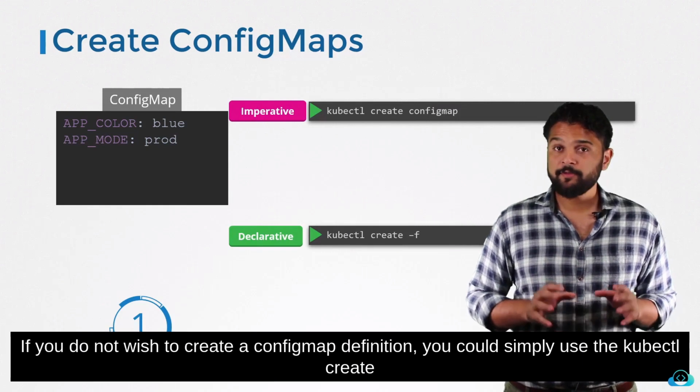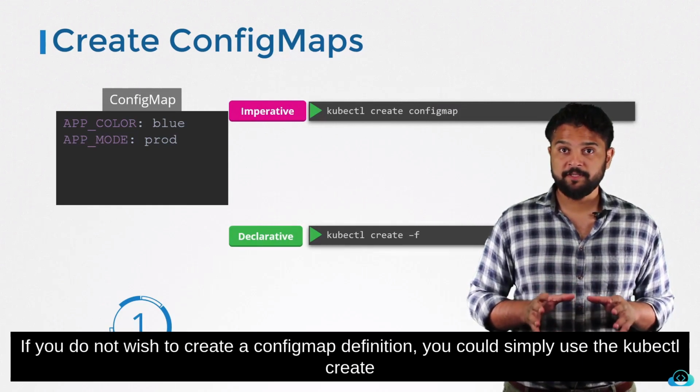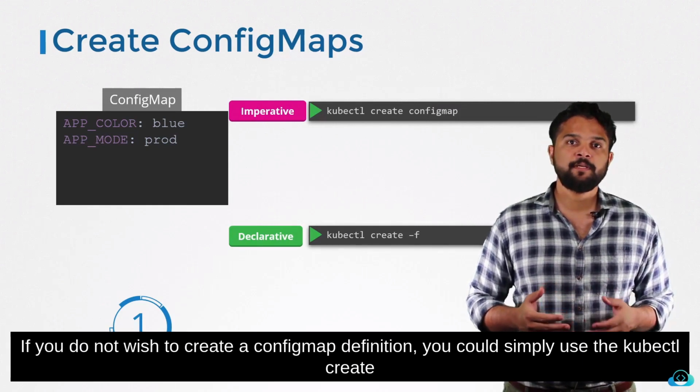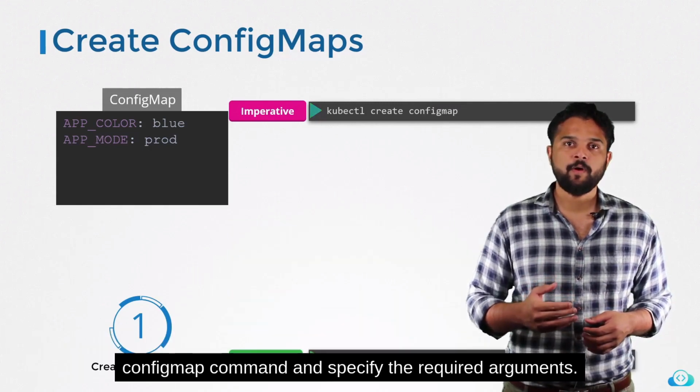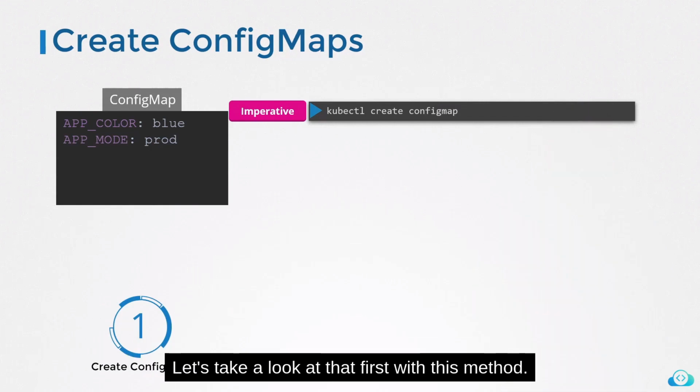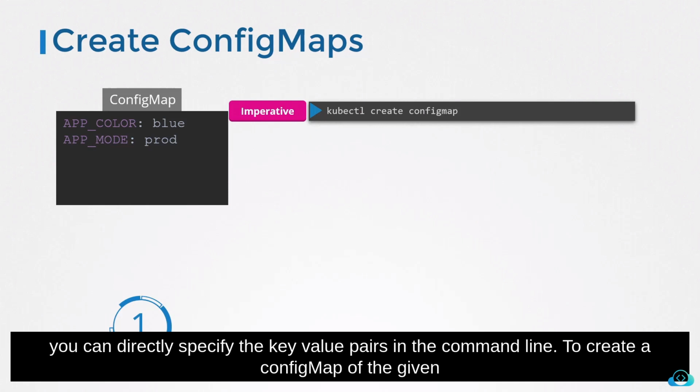If you do not wish to create a config map definition file, you could simply use the kubectl create configmap command and specify the required arguments. Let's take a look at that first. With this method, you can directly specify the key-value pairs in the command line.